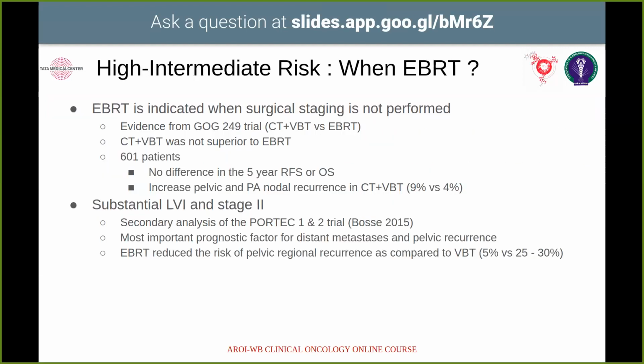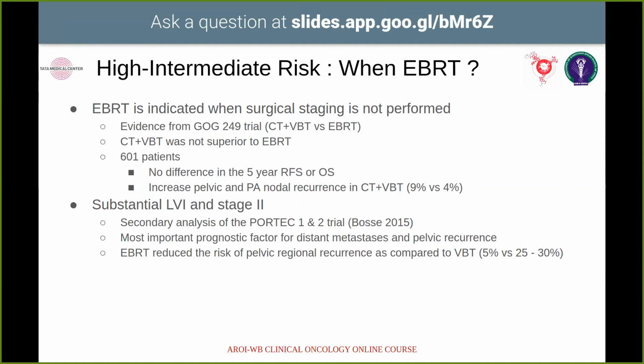What about high intermediate risk? When should we consider external beam radiotherapy? Of course, when surgical staging is not performed. The reason is that we have evidence from the GOG 249 trial, which investigated giving chemotherapy plus vaginal brachytherapy versus external beam radiotherapy alone in patients with high intermediate risk endometrial cancer. They showed that EBRT resulted in similar outcomes and chemotherapy resulted in excess toxicity, that is, chemotherapy added toxicity without improvement. And that is why in high intermediate risk, especially when surgical staging has not been done, you should proceed with external beam radiotherapy.